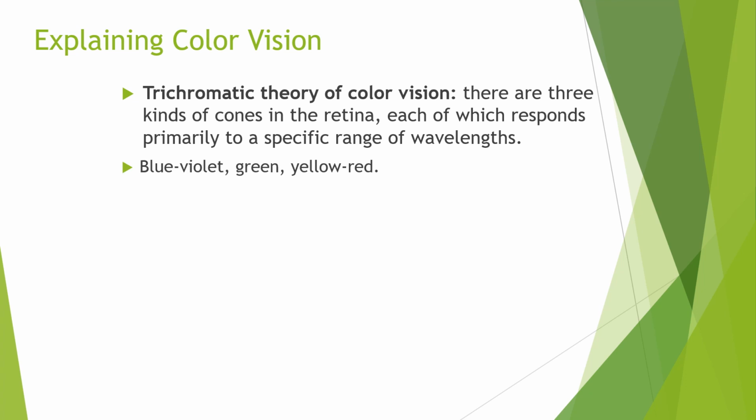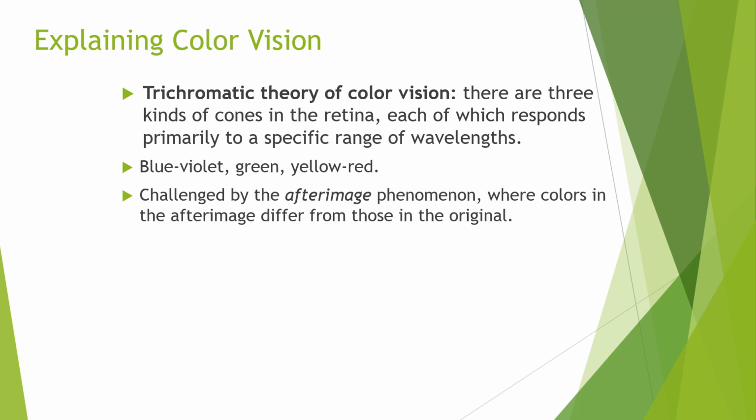You have blue-violet, which is on the left-hand side. So those are the smaller numbers of nanometers. You have green, which is in the middle. So that's mid-range between 400 and 700 nanometers. And then you have the yellow and red. So that would be on the right-hand side of the spectrum. So that's going to be your higher numbers of nanometers. So again, it goes from 400 to 700 nanometers. Blue and violet is on the left, green is in the center, and yellow and red is on the right.